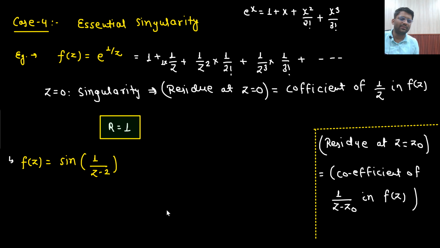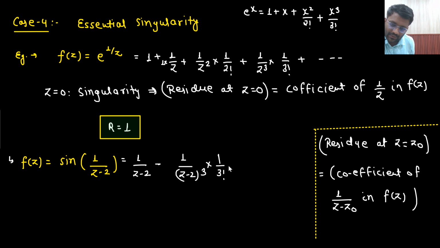Similarly, sir, here as well I cannot see anything. What I will do? I will do the expansion. Sin x expansion is x minus x cube by 3 factorial plus x to the power 5 by 5 factorial. So, sir, what will be the expansion? Expansion will become 1 upon z minus 2, minus 1 upon z minus 2 whole cube divided by 3 factorial, plus 1 upon z minus 2 to the power 5 divided with 5 factorial and so on.